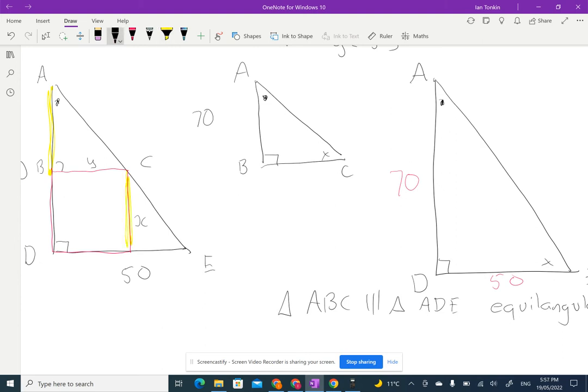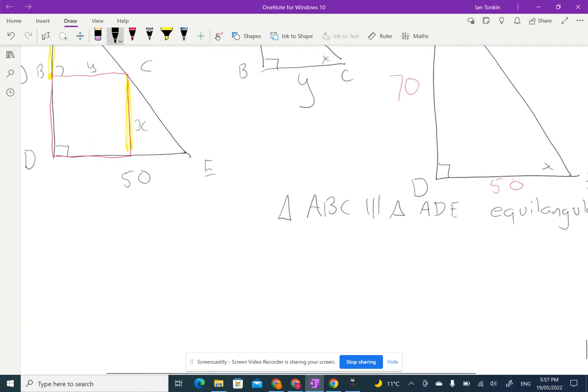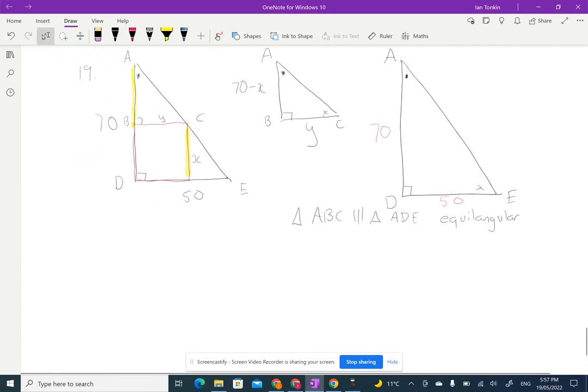So 70 minus x. And this distance here is y. So therefore, because the two triangles are similar, their sides must be in ratio. So you can go y to 50 equals 70 to, come on, do it the right way.